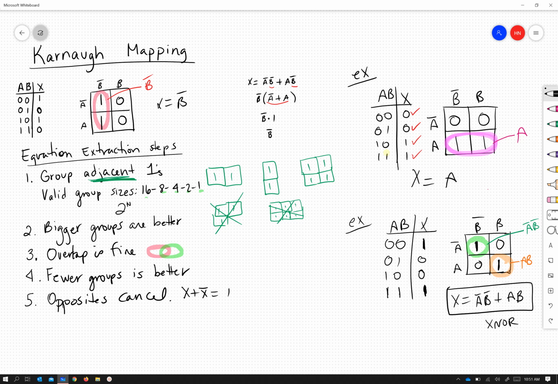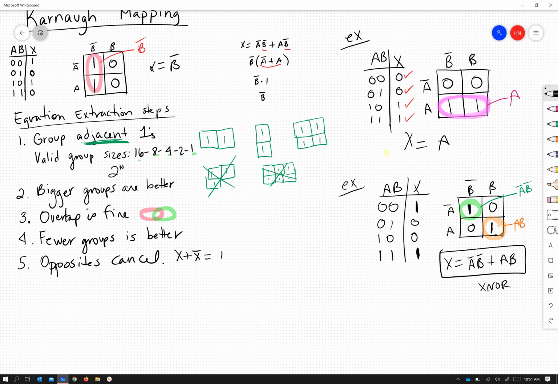So what we've learned so far is that the bigger the grouping, the better, because the bigger the group, the more things that cancel. For example, you notice here in this top pink grouping, we circled 2 and it overlapped. The B's canceled. When we circle 1, nothing cancels. Sometimes, I don't know why you would do this, but you could.